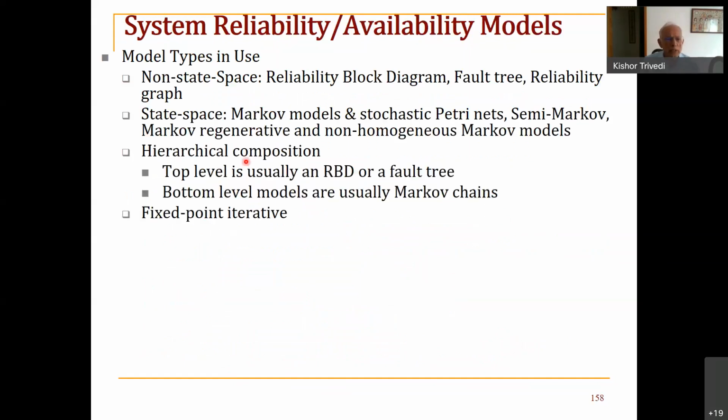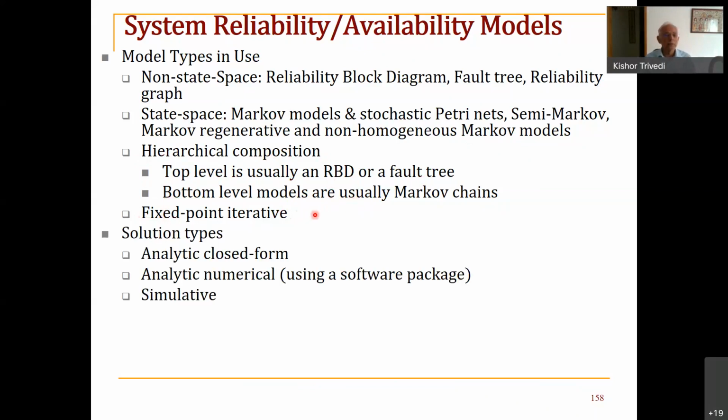The model types that we use: non-state space models, reliability block diagrams, fault trees, and reliability graphs. State space models, Markov models and stochastic Petri nets. Semi-Markov models, Markov regenerative models, and non-homogeneous Markov models. Hierarchical composition, where the top level is usually an RBD or a fault tree, and the bottom level is usually Markov chains. And occasionally, and maybe more and more so, even fixed point iteration.